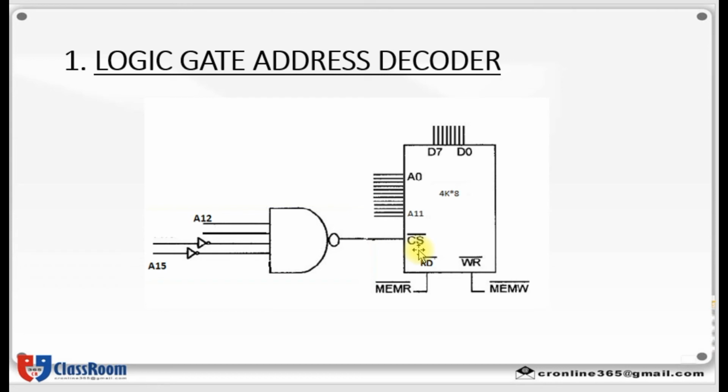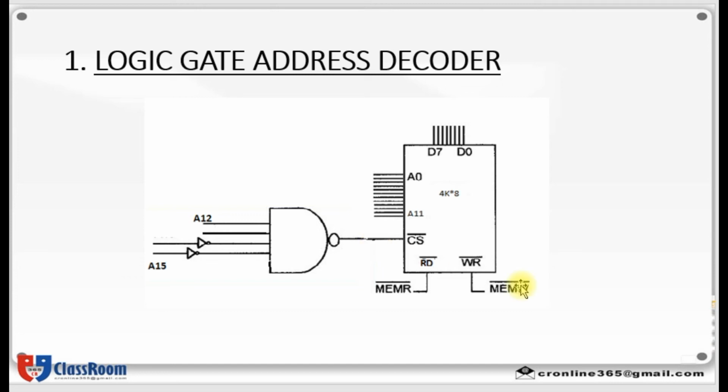Then here you can see the output of the NAND gate is active low, and this chip select pin is also active low. So, it becomes a perfect match. In case this chip select pin is chip select only instead of CS bar, we have to use an AND gate. So, by using a combination of NAND gates and inverters, one can decode any address range.